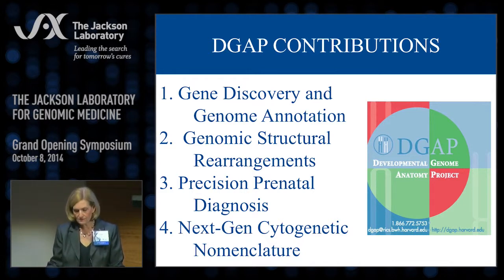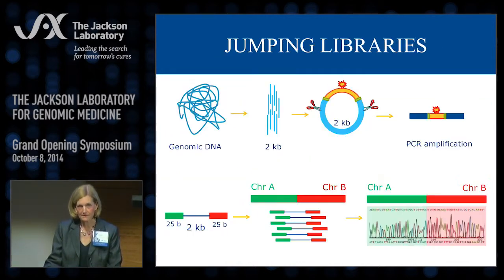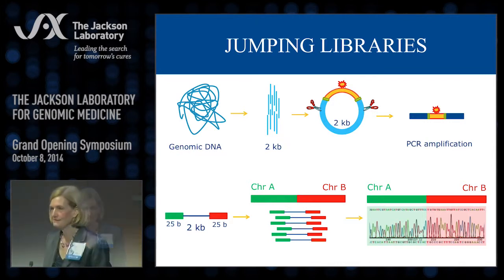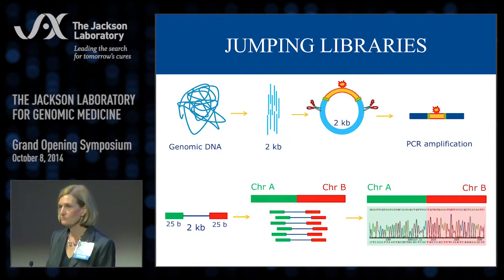So our method is to use jumping libraries. So we're using next generation sequencing, but libraries that have a bit larger inserts, 2 to 3 kilobases, and looking for ones that span a chimeric breakpoint. So if you think of the green signal as being on one chromosome and the red signal on another, these are sequences that shouldn't be together in the genome.